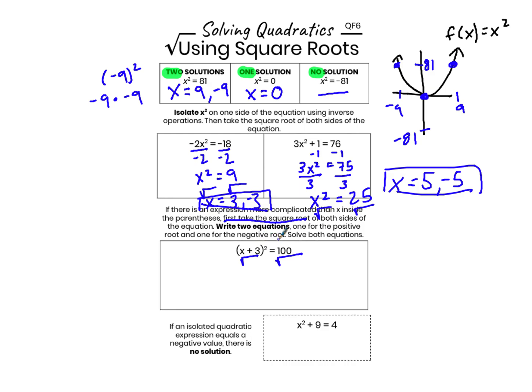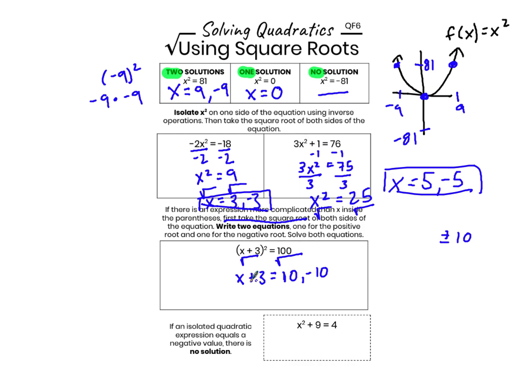So x plus 3 and then squared. First thing I need to do is undo the squaring with square roots. When I take the square root of x plus 3 squared, what I'm left with is just x plus 3, whatever's inside that parentheses. When I take the square root of 100, I need to remember that there are two solutions. I have both 10 and negative 10, which sometimes we write as plus or minus 10.